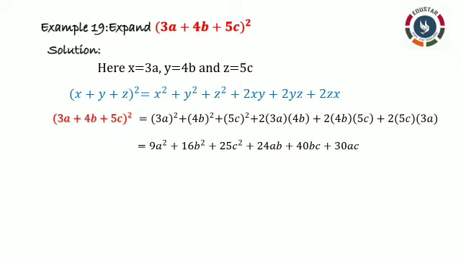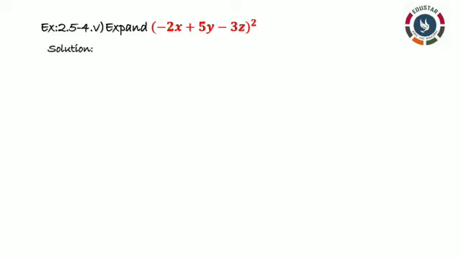Now, let's move to the next sum. Exercise 2.5, fourth question, fifth subdivision. Expand (-2x + 5y - 3z)². See here we are having negative numbers. We have discussed identity 5 for all positive integers. Now here we are having negative numbers. So how to do this sum?